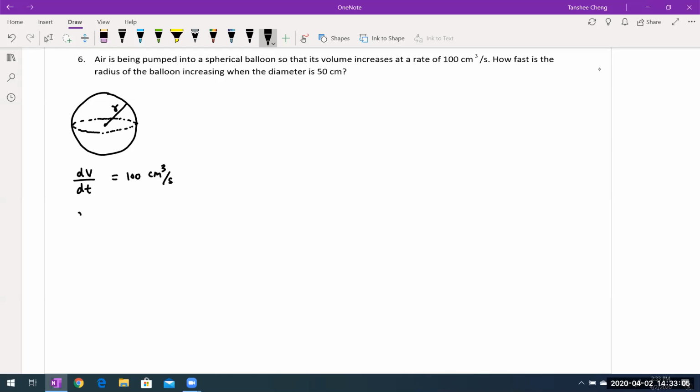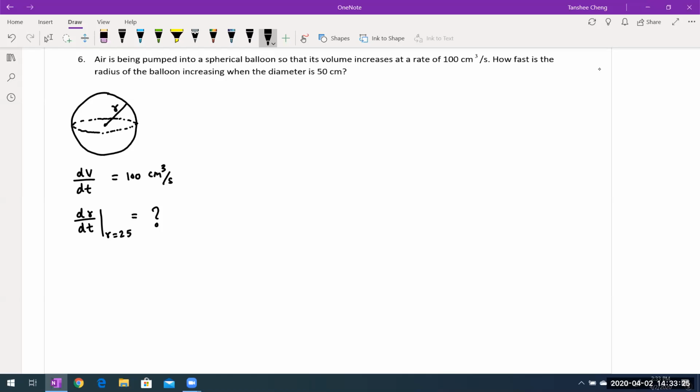Now the question is asking you how fast the radius is changing, right? How fast the radius is increasing when the diameter is 50. So when the diameter is 50, that means my radius is what? 25. So that's what we want to evaluate at that point.